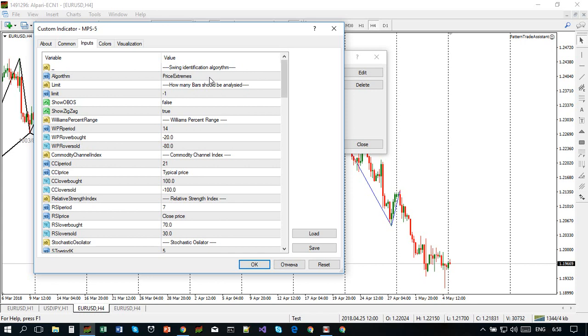So first of all, you should switch the swing identification according to the method of identifying your extremes. So you can identify your extremes two ways. Basically, there are only two ways of identifying the swings. First way of identifying swings is relying on oscillators, stochastics, RSI, CCI, commodity channel index, then Williams percentage range. These are the main oscillators.